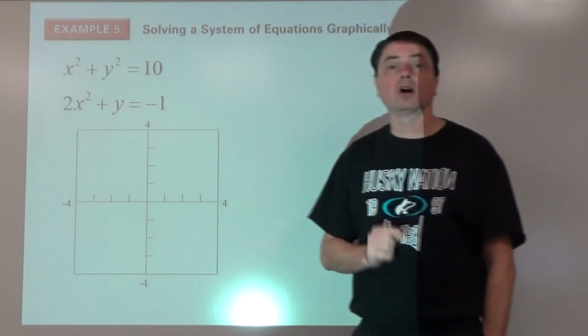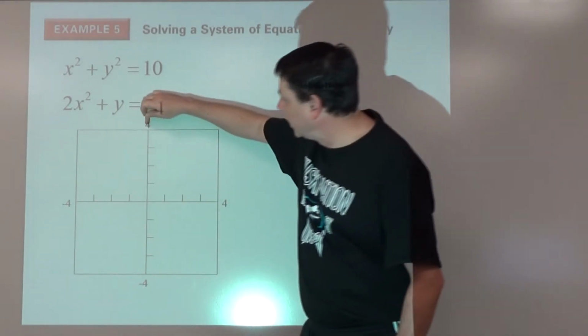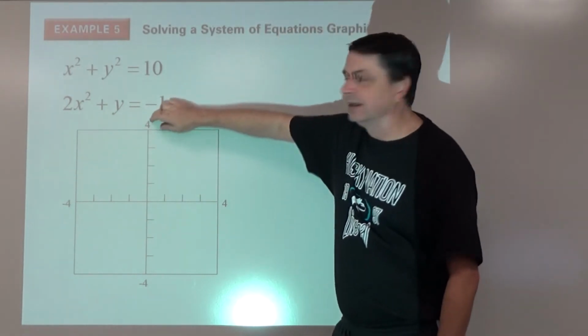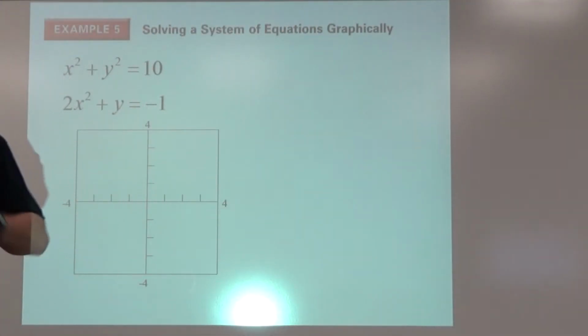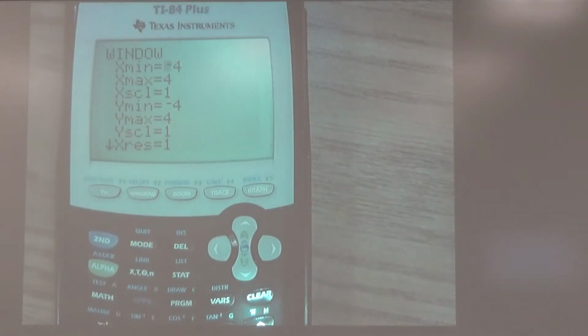So when I go to our graph, I'm going to change my window to look like this. All right, let's get the graphing calculator. All right, here's my window. Notice again, based off what I was seeing earlier, that we changed our x min to be -4, x max to be 4, y min to be -4, y max to be 4. So we're looking at kind of like 4 in each direction from the origin.